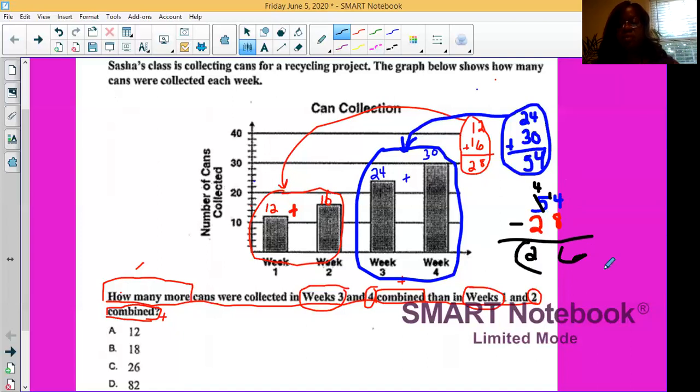So my final answer is 26. So then I go down here to see, and that's what I thought. So that's how I get my answer for that problem. How many more? There were 26 more cans collected from weeks 3 and 4 than there were from 1 and 2. Okay. All right, now go to your next question.